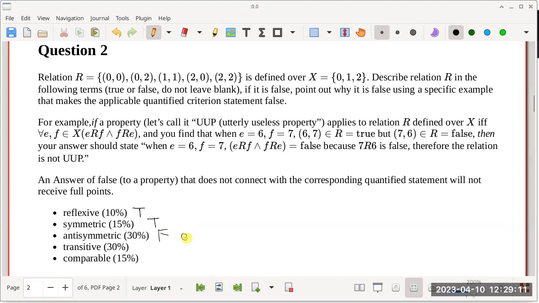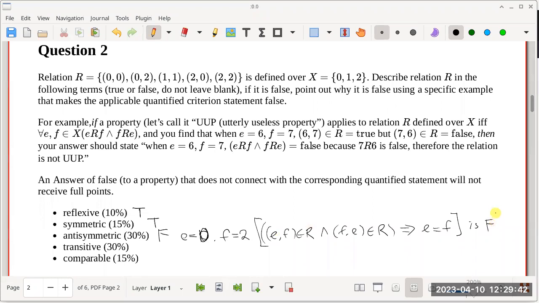So in this case, if I make E equal to 0, and I make F equal to 2, then EF is in R and FE is in R, this conjunction is true. On the other hand, E equals F is false. So that means this entire thing is false. In other words, the statement that is quantified in the definition of anti-symmetry is false. I can find at least one instance to make it false, and therefore the universally quantified statement itself is false.